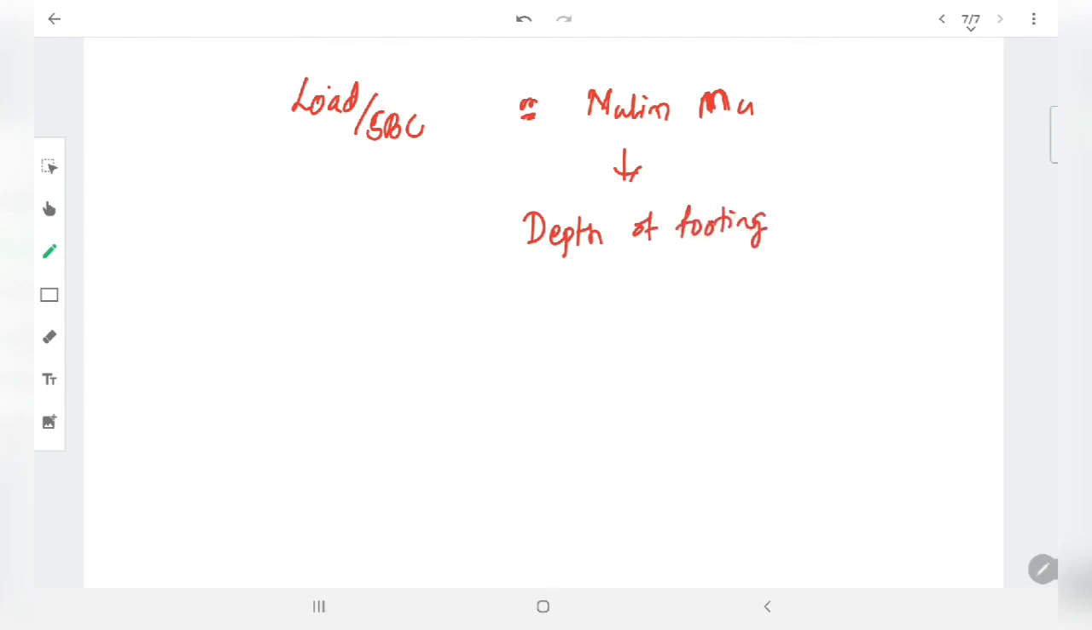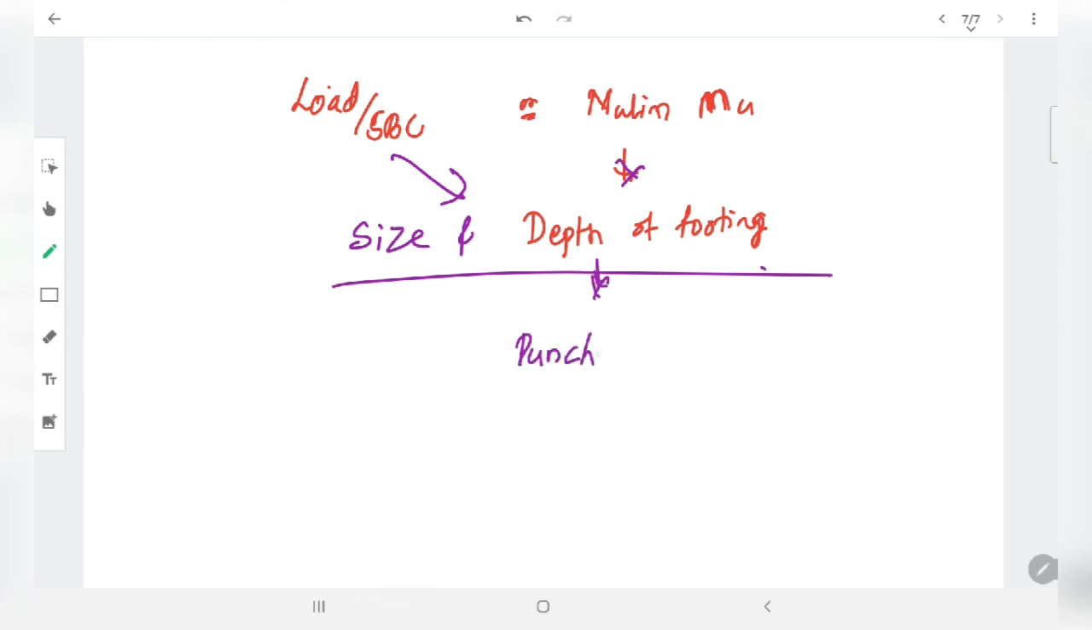Only the footing size is fixed and depth is fixed based on load by SBC calculations as well as the moment calculations using limiting moment and the ultimate moment. You are not able to judge the depth of footing. Only this much is not sufficient. Easily you can find out the size based on the SBC, and based on the limiting moment you can easily find out size and depth of the footing. But whenever you provide the depth of the footing and size, you need to check under the punching shear.